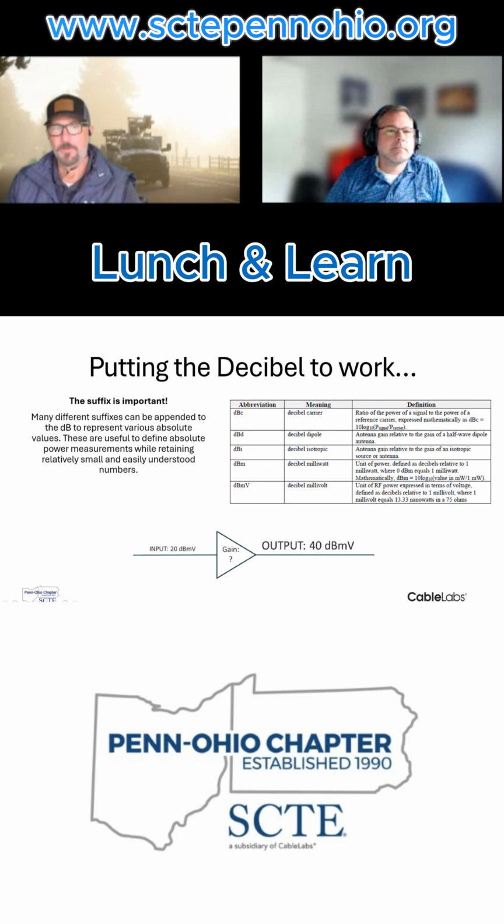Okay. Now, in order to put it to work, we started off by discussing the relativity of the relationship between two like values. In order for it to mean anything absolute, we have to add the suffix. So we talked about the amplifier gain example. If you have 20 dBmV on the input, and the mV again is the suffix because we're measuring a change in millivolts, and our output is 40 dBmV, our gain is in dB, right? Because we're talking like for like, and the answer in this instance is obviously 20 dB, right?